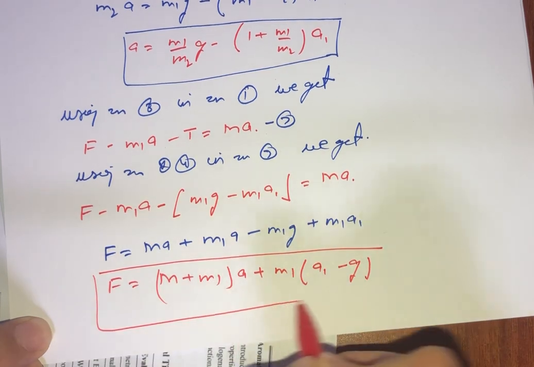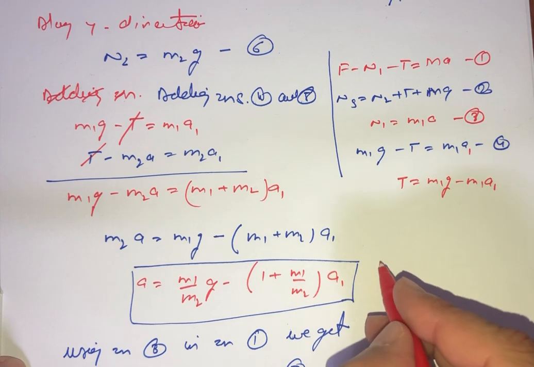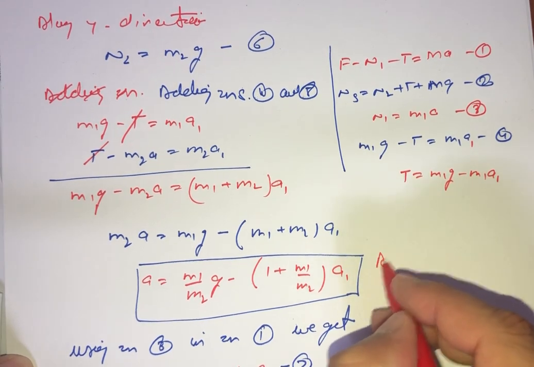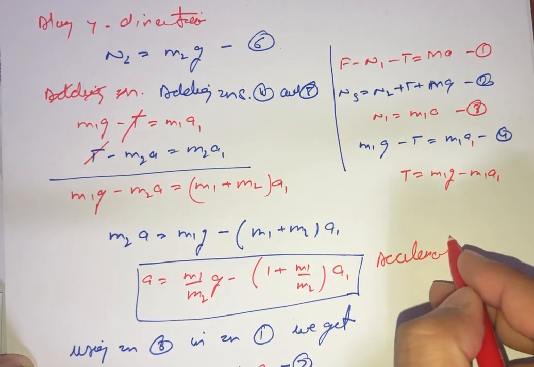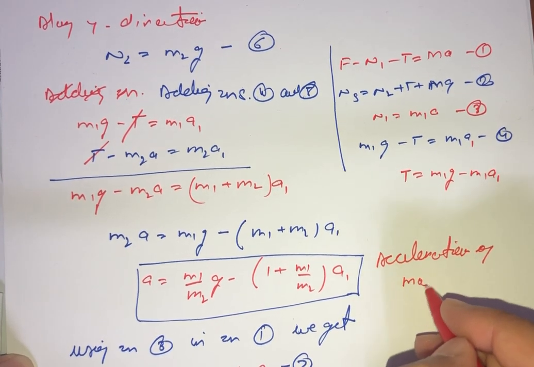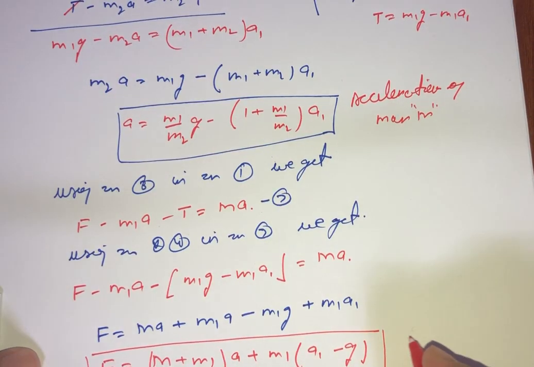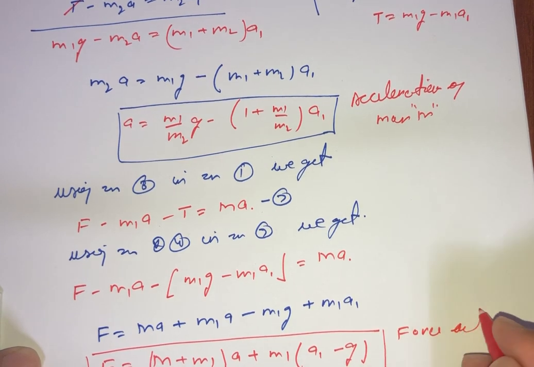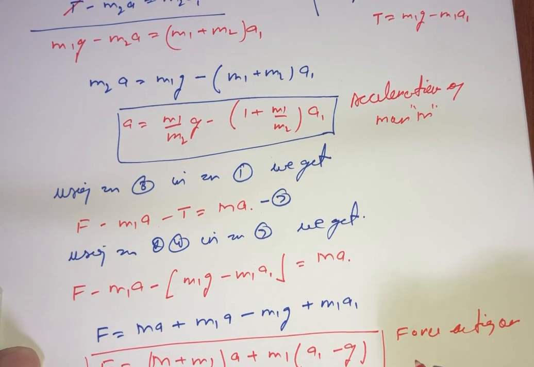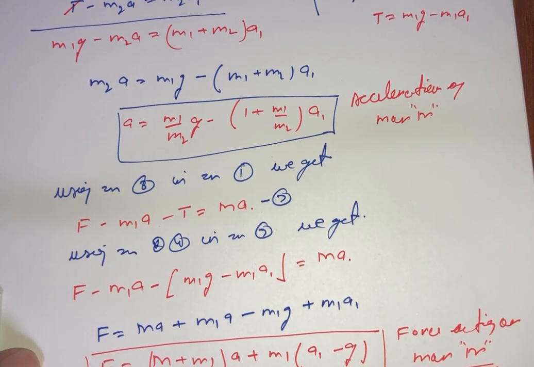Okay. So this is the acceleration of mass capital M, and this is our force acting on mass capital M. This completes the question. Thank you.